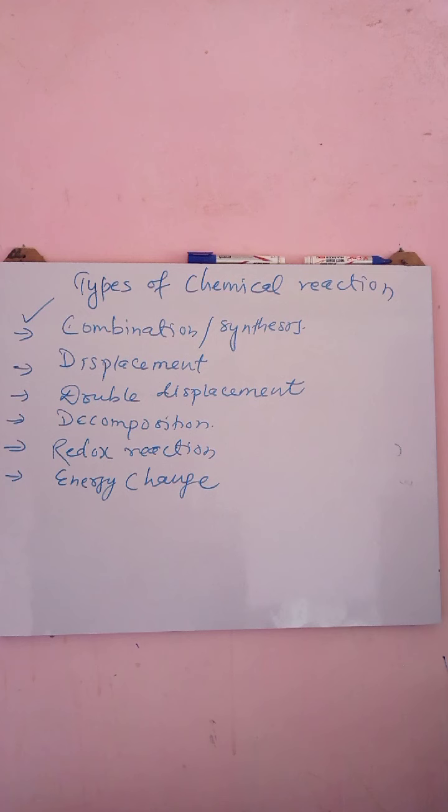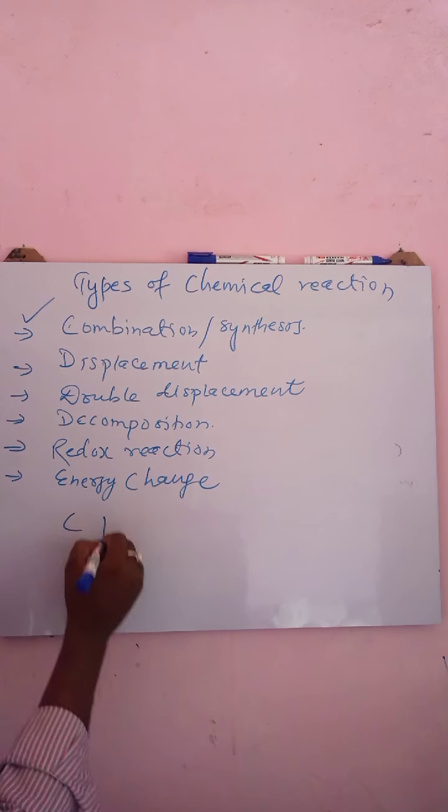Combination reaction or synthesis reaction. It is a type of A plus B gives AB type of reaction. Means when two substances combine together to form a single substance, such kind of chemical reaction is known as combination reaction. A plus B gives AB type of chemical reaction. Just before I have given the example, N2 plus 3H2 gives 2NH3. It is a type of combination or synthesis reaction.